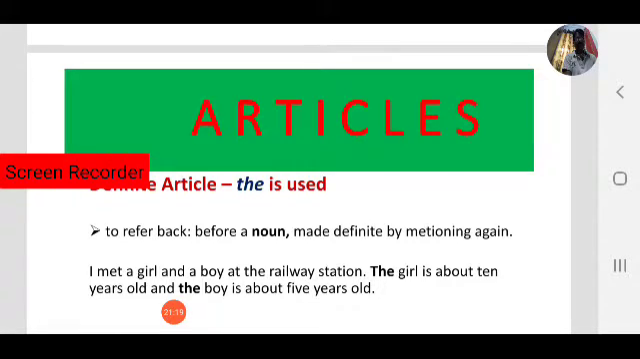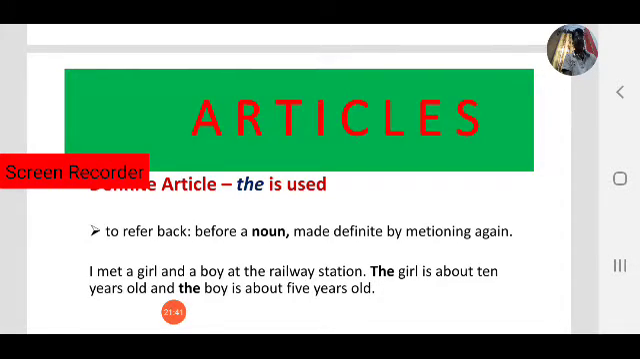In the first sentence, those are not specific. Coming to the second sentence, the girl is about 10 years old and the boy is about 5 years old. In the second sentence, again we are going to talk about what we have mentioned in the first line. So again we are going to refer to them. So in that case we use the.